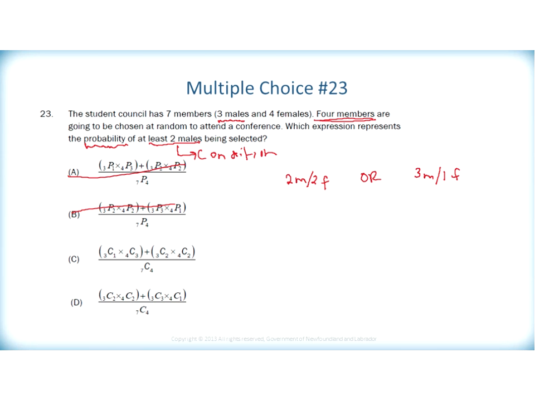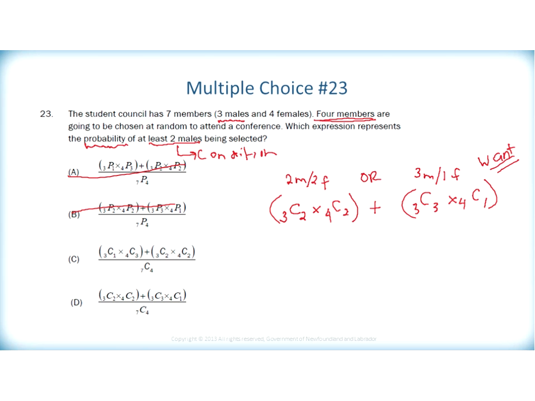So since there's 3 males to choose from, we have 3 choose 2 times 4 females to choose from, which take up the other 2 positions. Plus, we have 3 males to choose from to go into 3 positions in this case, times the 4 females to choose from to go into 1 position on the student council. So this is what we want. This is the outcomes favorable.